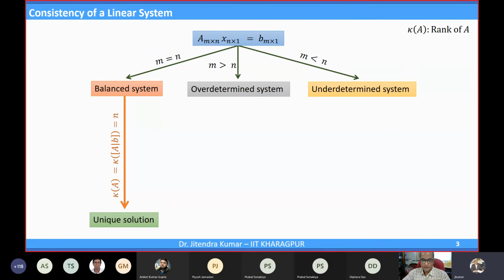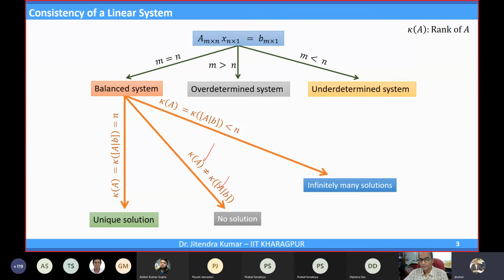Well, so we have a case of unique solution, as you know, when the rank of A is equal to the rank of the augmented matrix [A|b], and that is equal to n. We say we have a unique solution of the system. And when the rank of A is not equal to the rank of [A|b], we say no solution. And when these ranks are equal but less than n, we call it infinitely many solutions. This is what we have already learned.